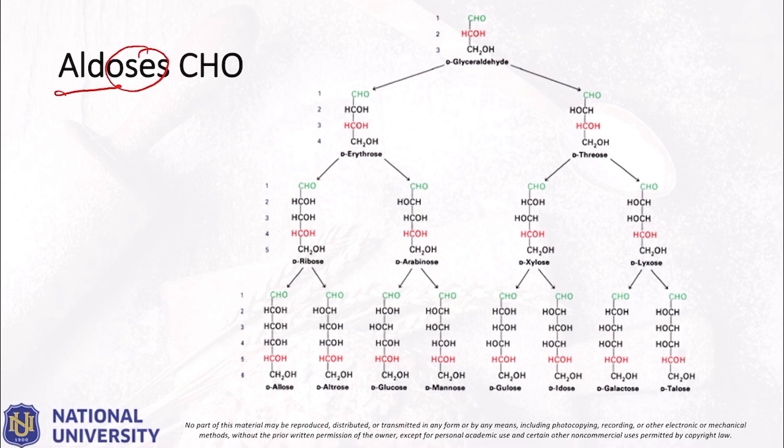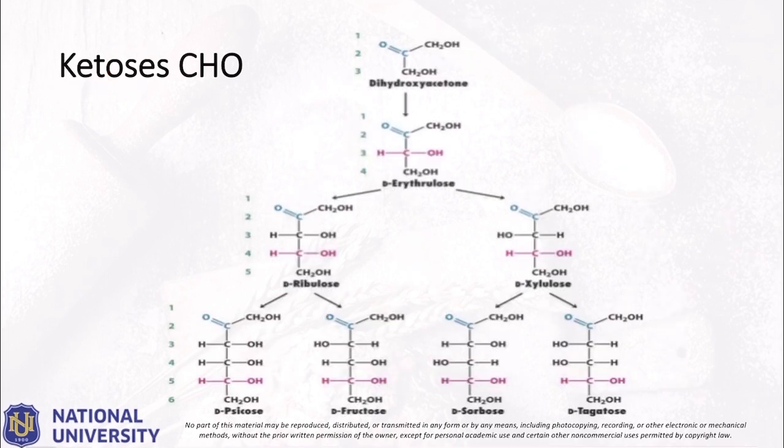Ma-identify mo if aldehyde or ketone si carbohydrate, kapag open chain, kapag ganito yung structure, if CHO itong nasa taas. Okay? Ibig sabihin yan, ganyan siya. CHO. Next, we have ketoses or ketone sugars. Kapag ketone naman, CH2OH ang nakakabit, no, sa open chain.